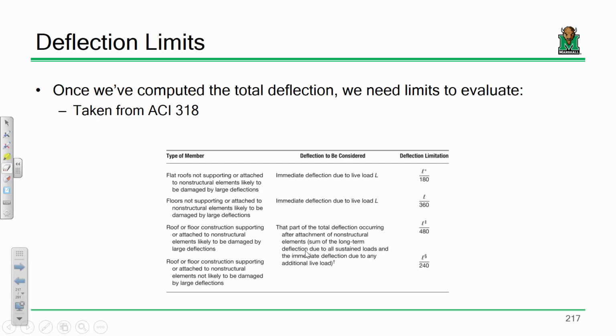Depending upon the likelihood of damage that element can get, the deflection limit can get a little more stringent. Like take these: roof or floor construction supporting or attached to elements that are likely to be damaged, and roof or floor construction supporting or attached to non-structural elements not likely to be damaged. So if the member that you're checking is, let's say, a floor beam in a hospital that's supporting, I don't know, the MRI machine, okay? You might have a more stringent deflection check on that, because if that beam deflects too much, that might throw the MRI out of calibration, and then that creates issues.